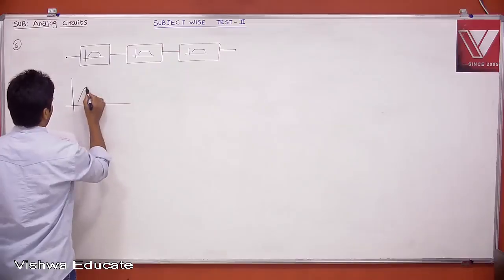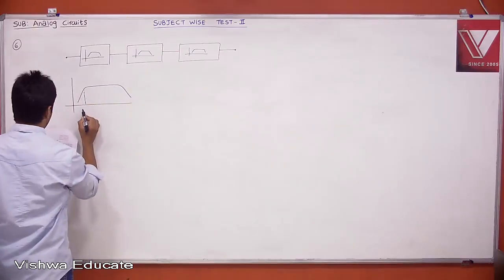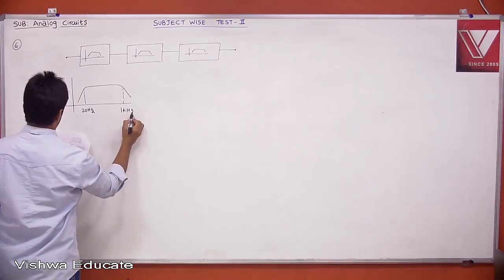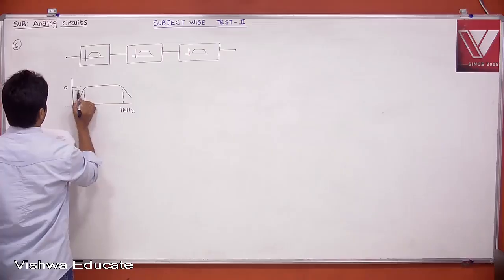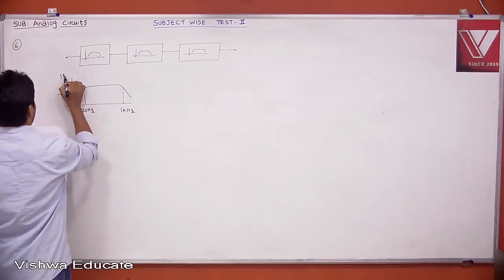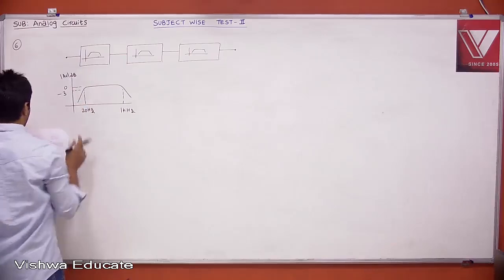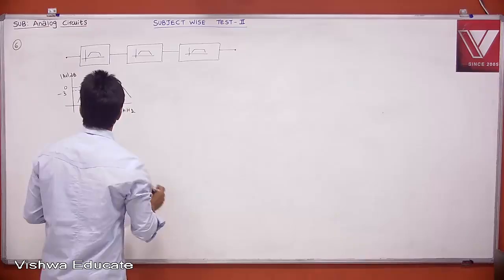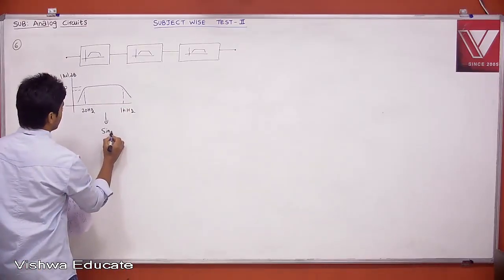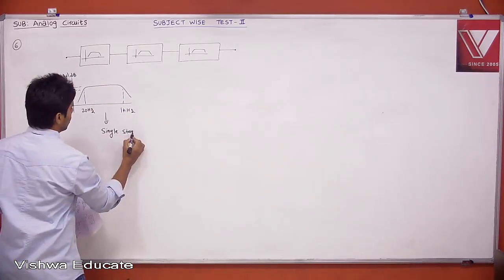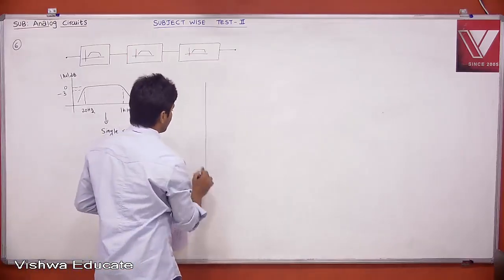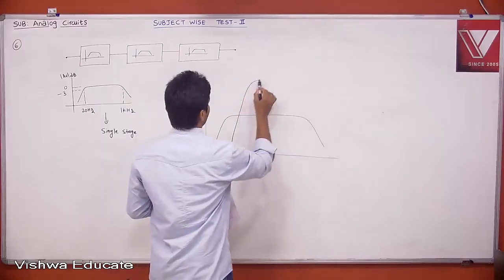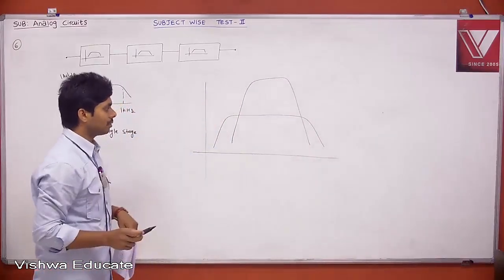If I zoom, this is nothing but your 20 Hz, and this is 1 kilohertz, and wherever you are seeing minus 3 dB. This is mod AV in dB. This is what is given, and then what is the overall transfer function? We know that this is single stage frequency response. Now, if you take multi-stage, your gain will be improved, but your bandwidth will decrease.